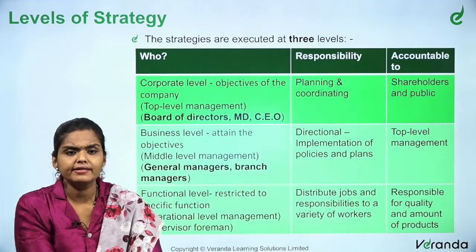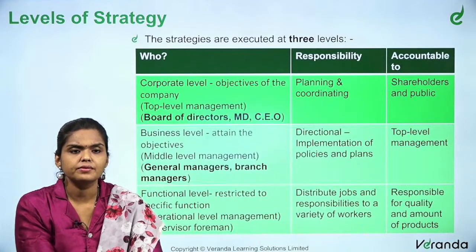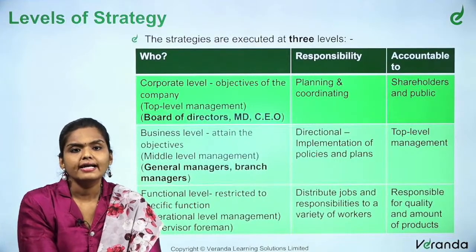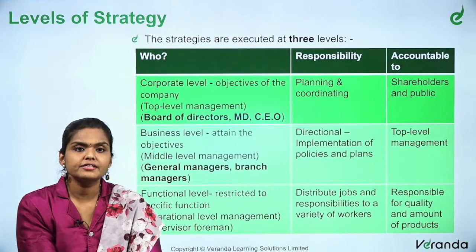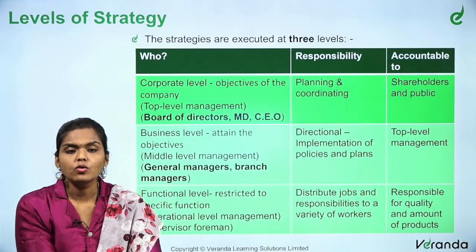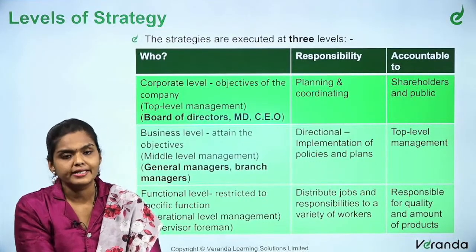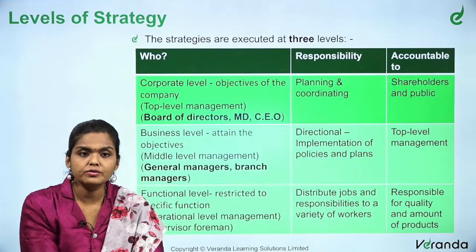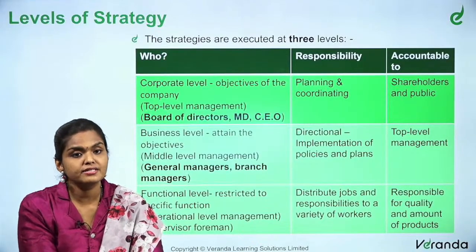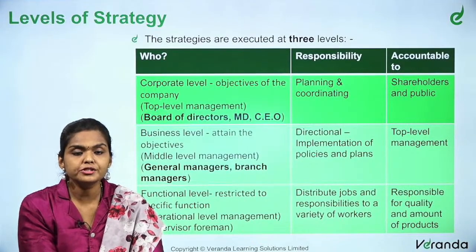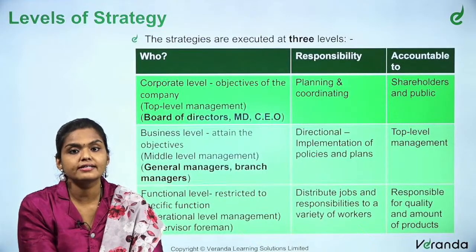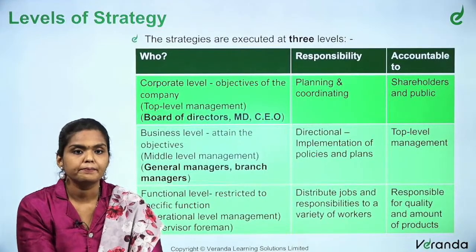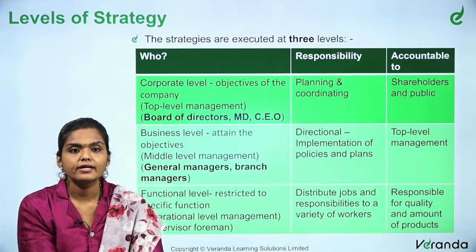Next, we have the middle level. Okay, so the top level is done. Now we have the middle level, which we refer to as the business level. At this level, their objective is to attain the goals that have been framed by the top level management. Now they have an idea, as the vision and mission have been communicated and discussed with them. Their responsibility is giving direction for implementation to the other managers working under them. So they are going to implement it.